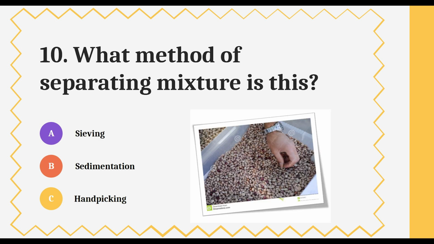The last one. What method of separating mixture is this? A. Sieving. B. Sedimentation. C. Hand picking. The answer is hand picking.